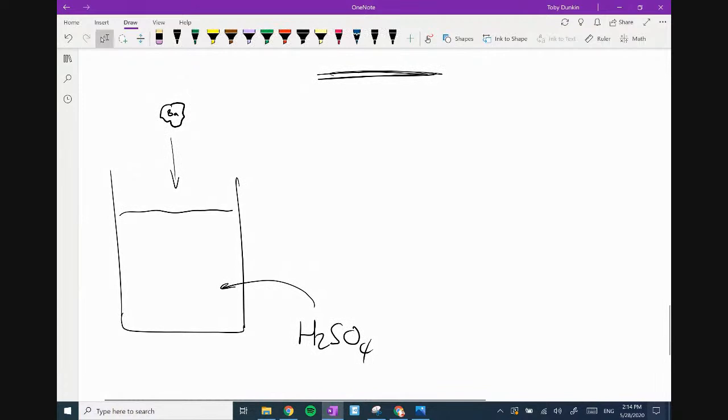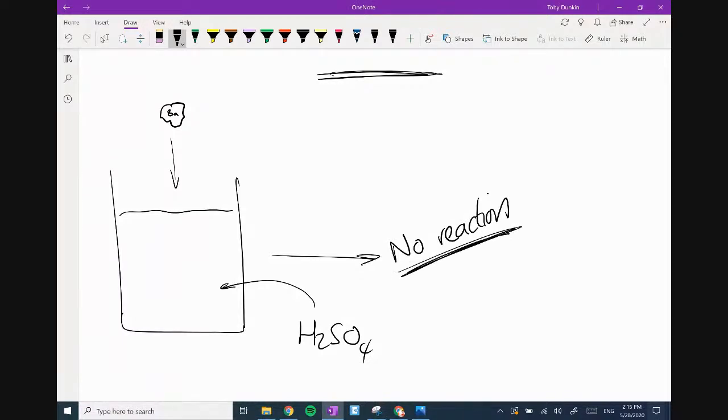Now, that should be a very, very scary reaction. It is the most reactive of the group 2s. This should explode on contact. But in reality, no reaction. There is actually a very small reaction at the beginning, almost none at all, but you would say no reaction. It should explode. Our expected explosion.